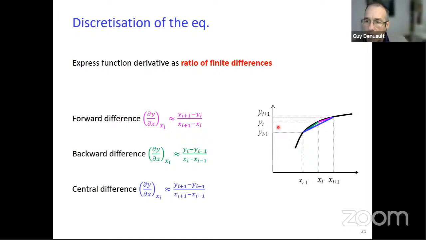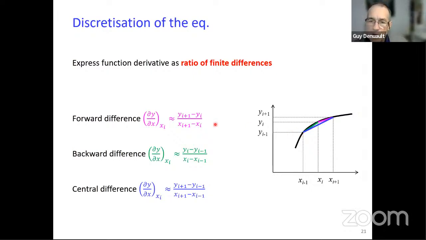So if you look at this graph, we've got y as a function of x. Imagine I want to calculate the derivative of y at this position x here. I can see 3 ways of doing it. I can take the forward derivative, which is the pink line, or I can take the backward derivative, the backward gradient, which is the green line, or I can take the gradient across the forward and back, and this is the blue line.